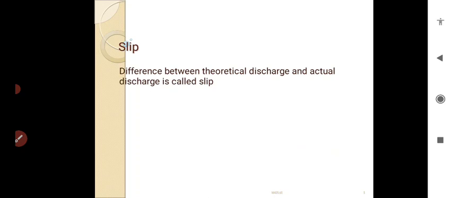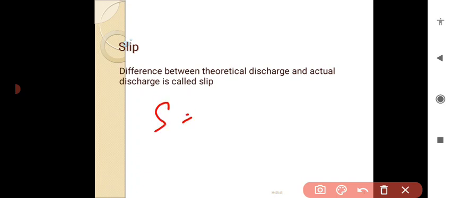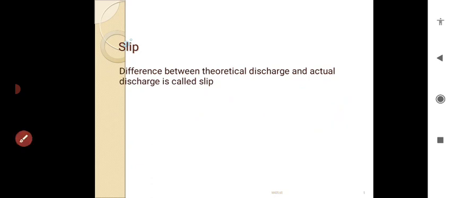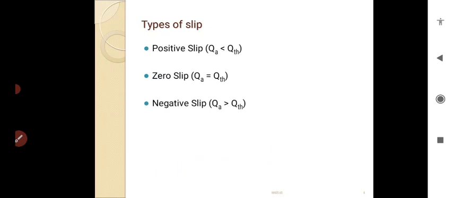Slip is the difference between theoretical discharge and actual discharge. The slip S is equal to theoretical discharge minus actual discharge. This is the slip. Types of slip: there are three types of slips: positive slip, zero slip, negative slip.